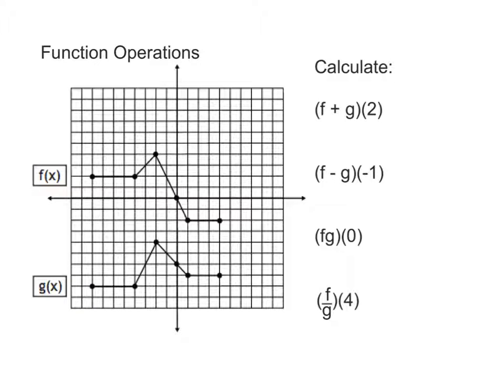If we want to find f plus g of 2, that's the same as saying f of 2 plus g of 2. It's just kind of a shorter way of writing f of 2 plus g of 2, f plus g of 2. So what we need to do is find the value of f of 2, find the value of g of 2, and add them together. From this graph, can you find the value of f of 2?